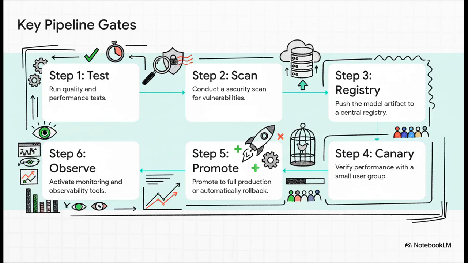So let's actually follow the model on its journey. First up, it hits automated quality and performance tests. If it passes, boom, it gets scanned for security holes. Then it gets packaged up and pushed to a central library called an artifact registry. Next up is a super important test flight, a canary deployment, and we'll talk more about that in a sec. If the canary flies, it gets promoted to full production. If it doesn't, the system automatically rolls everything back. And finally, all the observability tools get switched on.